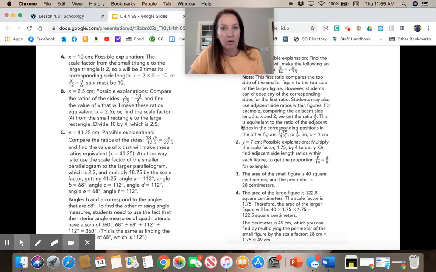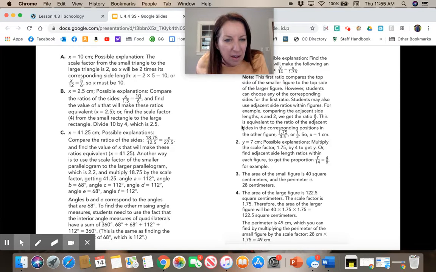First, I'll go over the work from yesterday or whenever you did lesson 4.3. AX is 10, and then there is a possible explanation. You might have used the scale factor or the ratios. For all of these, I'm not going to read the explanation because you could pause it and read it yourself, or guessing that you probably either used the ratio or the scale factor. B is 2.5. C is 41.25 centimeters. And then it goes through the angles.